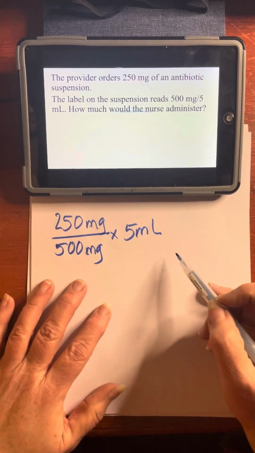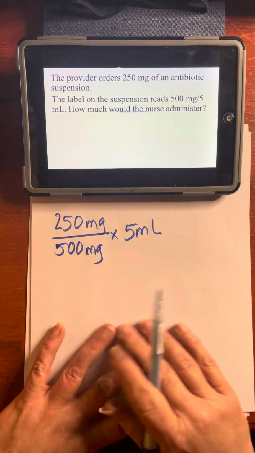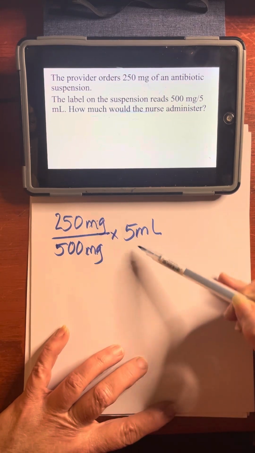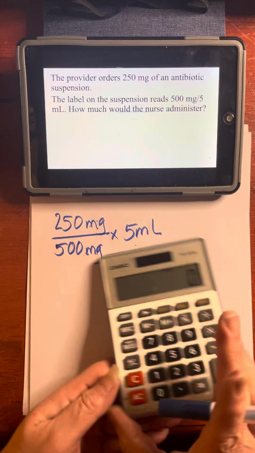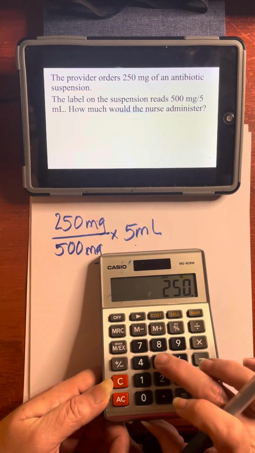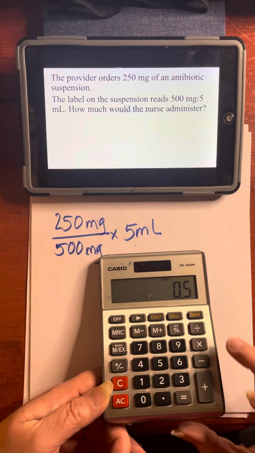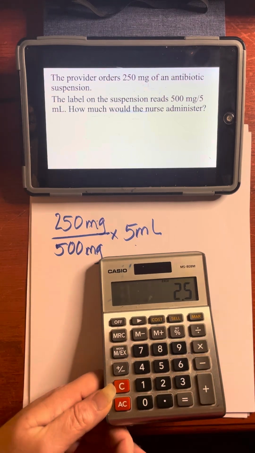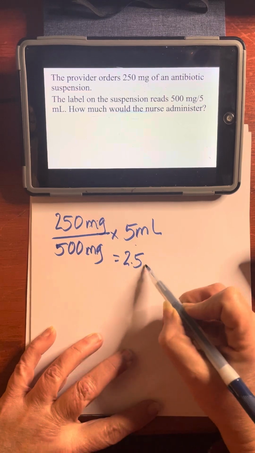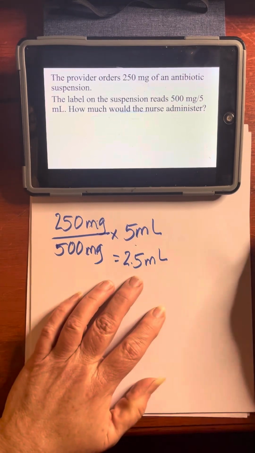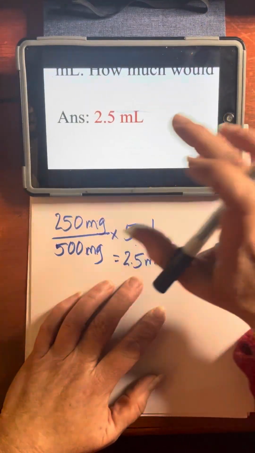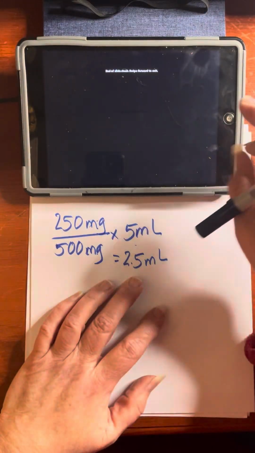I've set my problem up. There's my work, Ethel. And then I'm going to go this divided by that times that. Come on, let's do it together. It'll be fun. 250 divided by 500 equals times 5 equals. We're going to have to give them 2.5 milliliters of whatchamacallit. Sure. Yeah, and that's it.